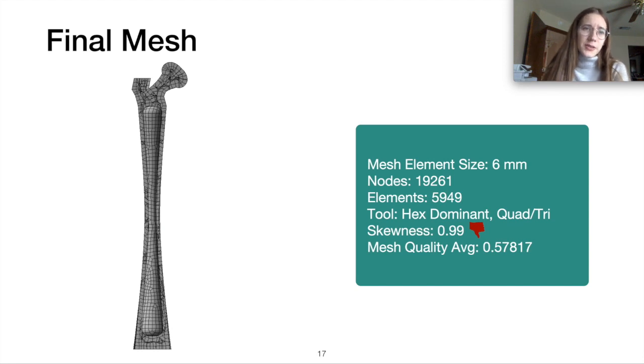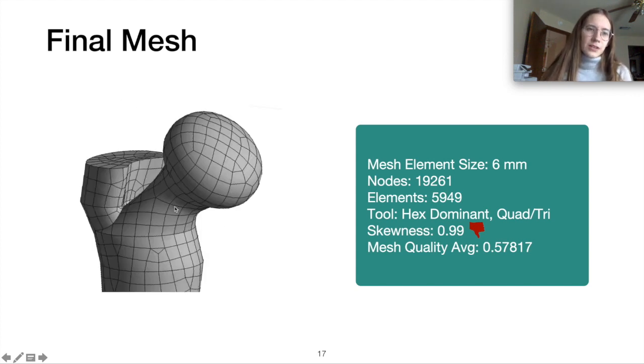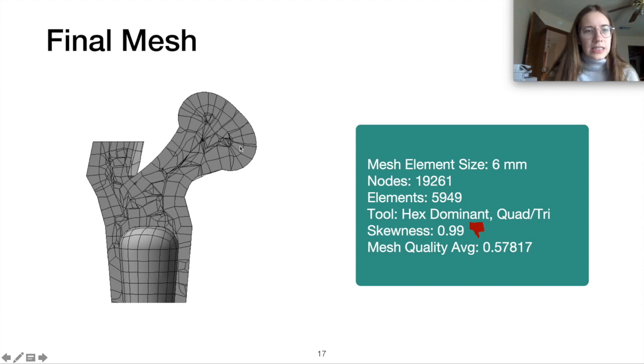Here's some more shots. So we can see, where the model is solid, it's not very nice. Here's a close-up of the femoral head and the femoral neck and the trochanter area. Here's also a cross-section of it. Again, these are not very good meshes, unfortunately.